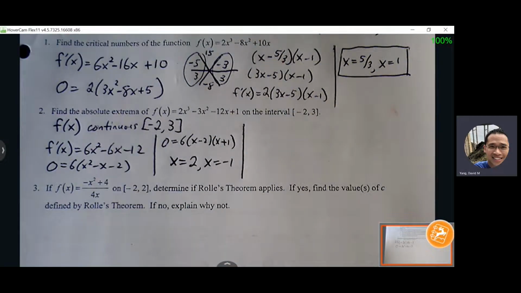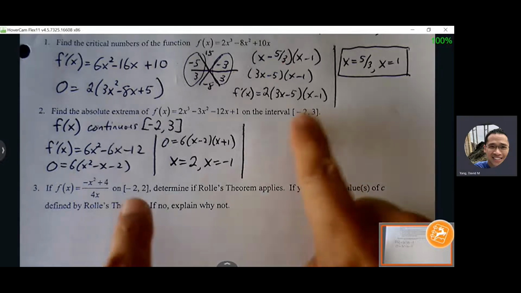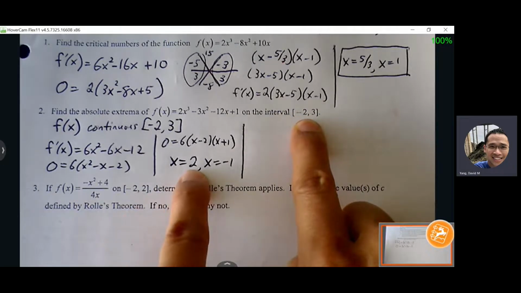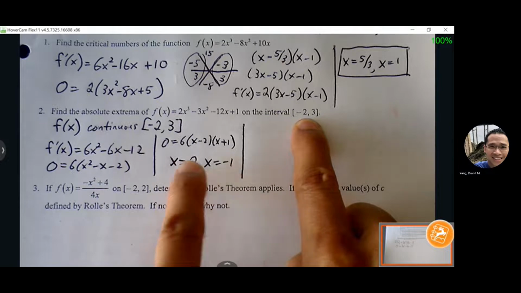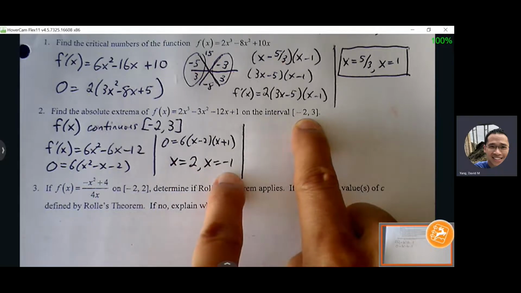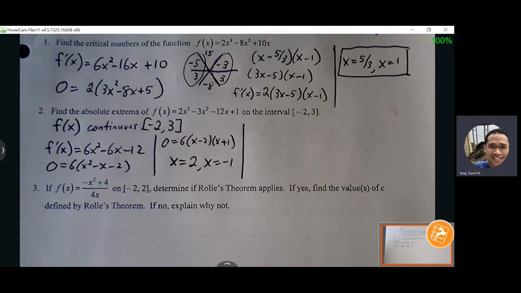Okay, so I have two critical points. What do we need to do to make sure that those are valid critical points? Interval, yeah. So does 2 fall inside the interval? Yes. Okay, does -1 fall inside the interval? Yes. So we're going to test 2 critical points and 2 endpoints. All 4 points will be tested.